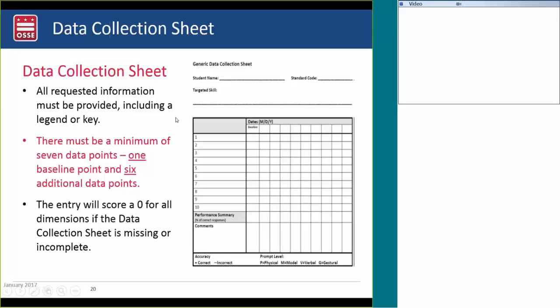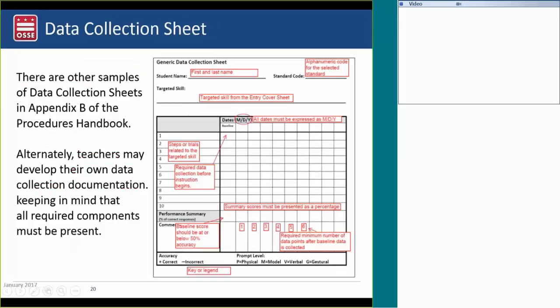Again, there's other examples of data collection sheets in Appendix B. Student first and last name. The alphanumeric code for the selected standard, 8.8.3. That's what is required. Some people choose to write out the whole learning standard also, and that's perfectly all right. But what must appear is that code. We need to see it on the entry cover sheet, or on the data collection sheet.